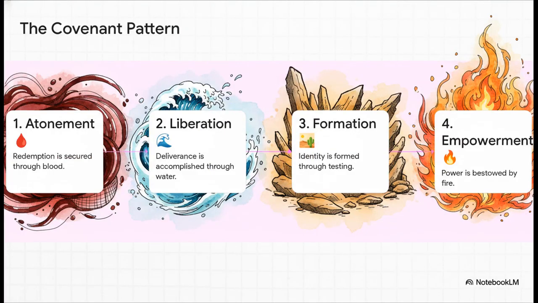All right, so here they are, the 4 stages of this repeating blueprint. It always kicks off with atonement by blood. Then it moves to liberation through water. That's followed by a period of formation out in the wilderness, and it all builds to a climax of empowerment by fire. So let's jump right in.